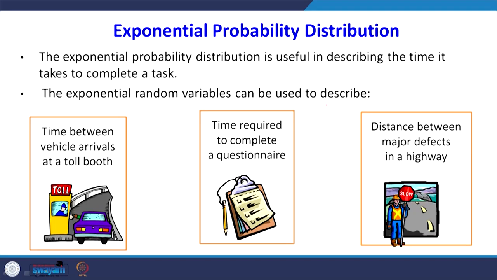Next we will go to the exponential probability distribution. The exponential probability distribution is useful in describing the time it takes to complete a task. The exponential random variable can be used to describe the time between vehicle arrivals at a toll booth, the time required to complete a questionnaire, or the distance between major defects in a highway. For example, whenever the time between arrivals or the time required to complete a questionnaire is involved, whenever the word between comes, then it is appropriate to use the exponential distribution.